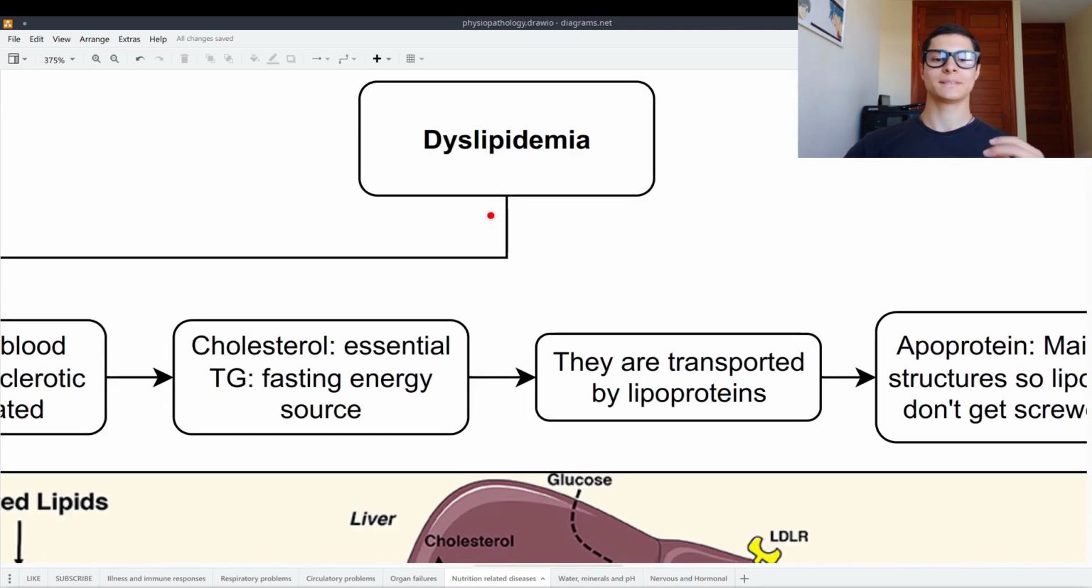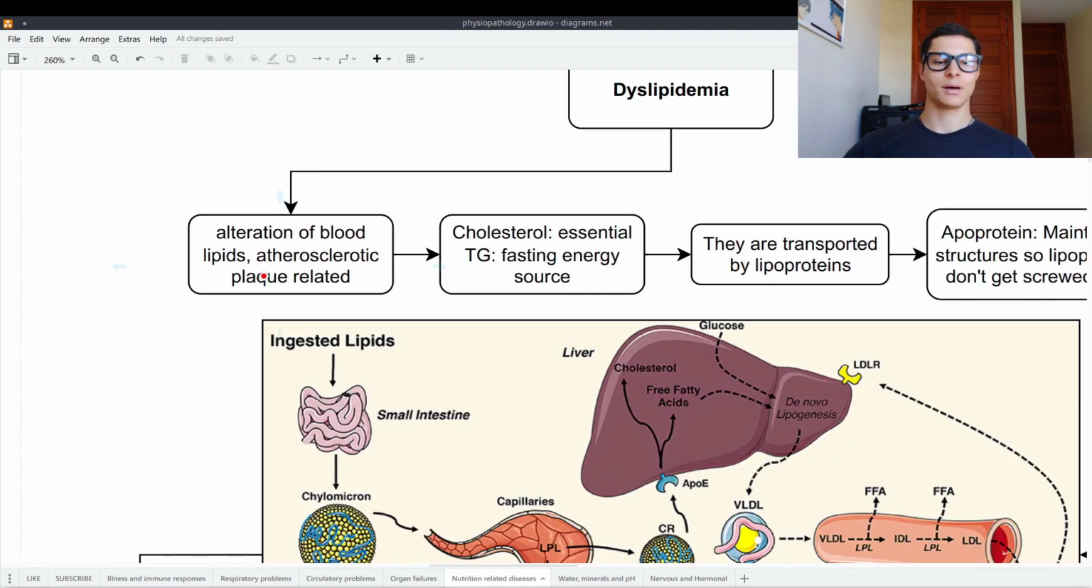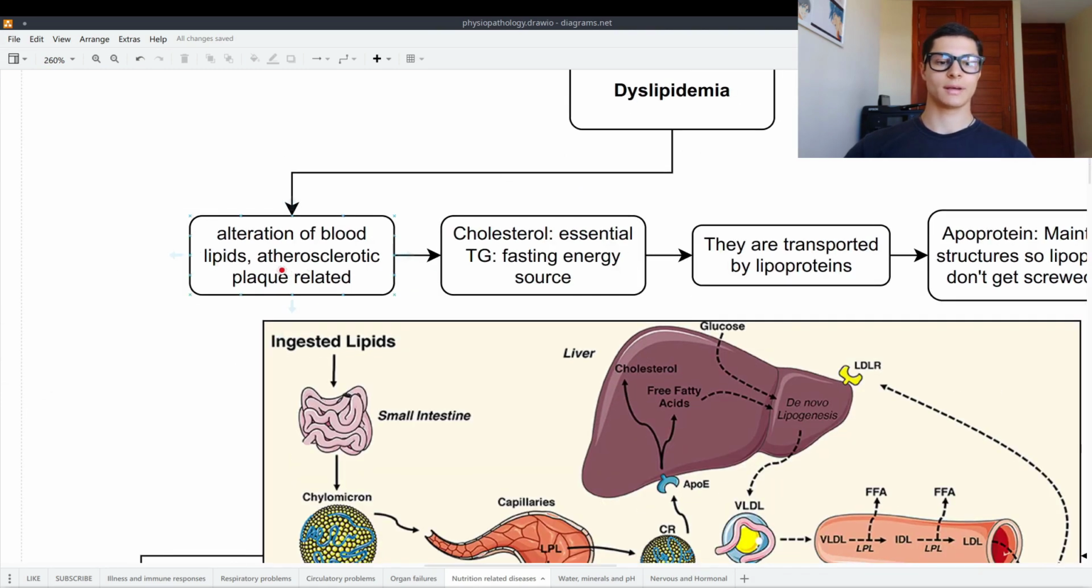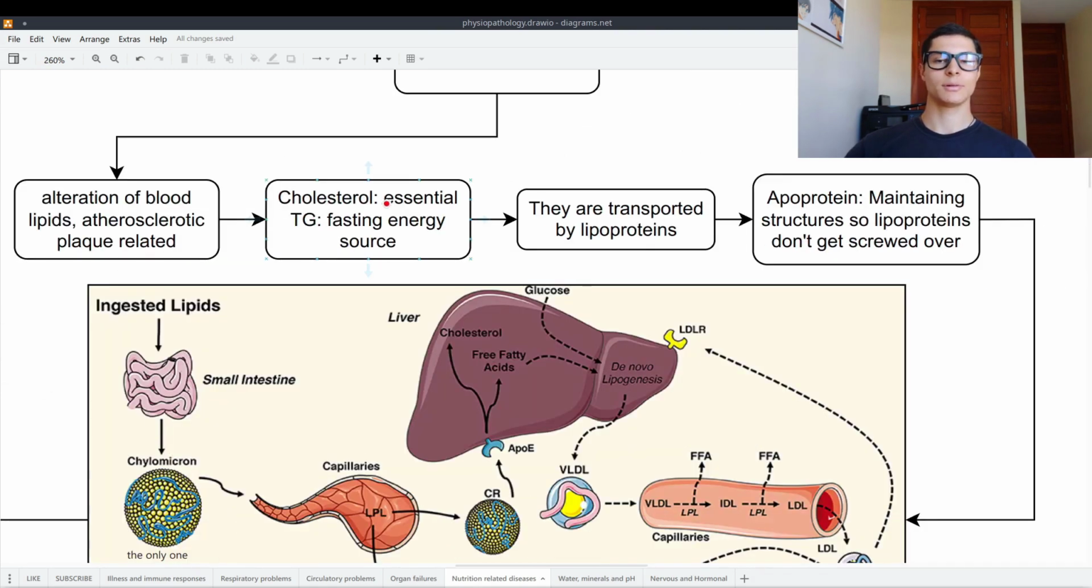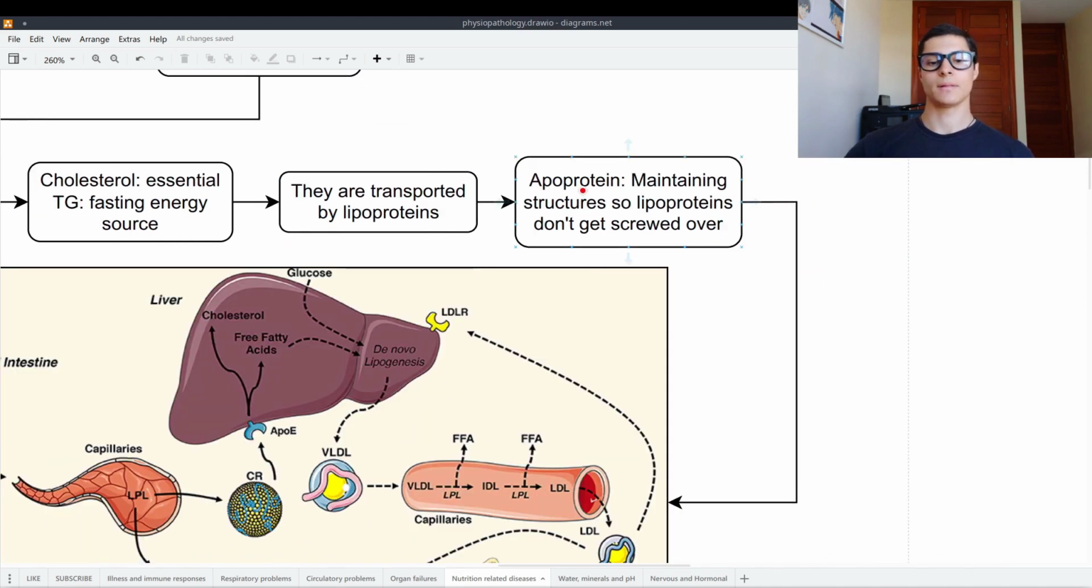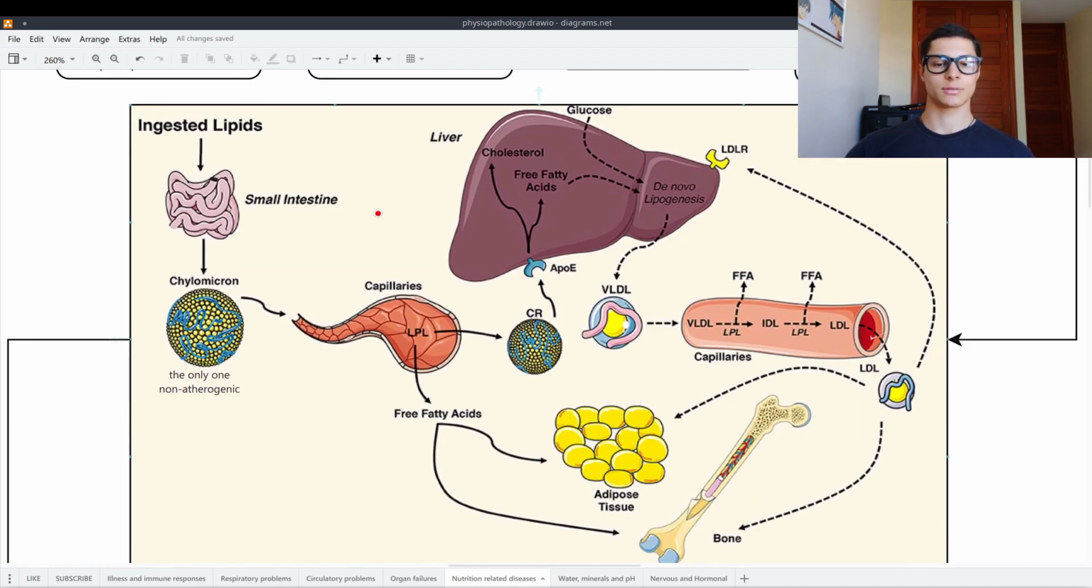Now we talk about dyslipidemia, alteration of blood lipids that are related with the atherosclerotic plaque. Cholesterol is essential, and the triglycerides are used as an energy source when fasting. These are the two main ones. They are transported by lipoproteins in the blood, and the apoprotein is the one in charge of maintaining the structures so the lipoproteins don't fall apart. This is the general mechanism.